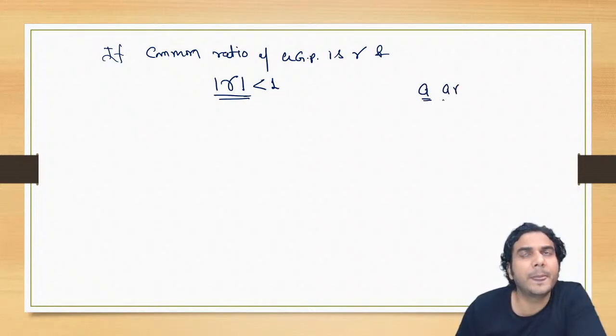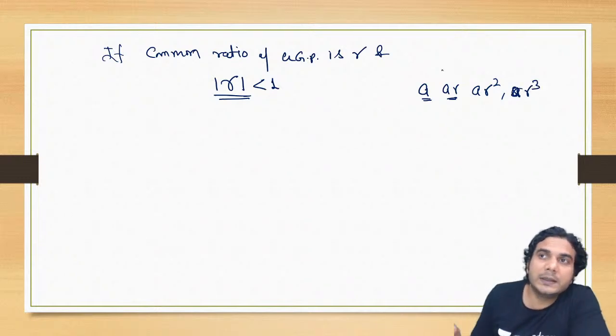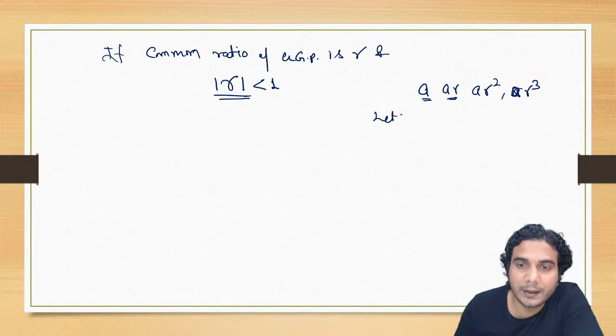Say r is 1 by 2 and a is 10, then the second term will be 5, the next term will be 5 by 2, the next 5 by 4. You can see these terms are decreasing drastically, exponentially. Now, let a is equal to 5 and r is equal to 1 by 2. Take this example and let's understand it.